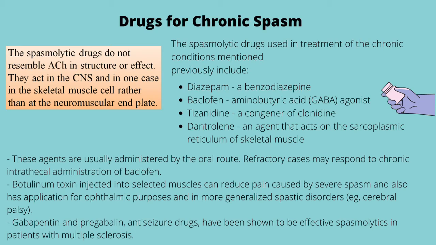Botulinum toxin injected into selected muscles can reduce pain caused by severe spasm and also has application for ophthalmic purposes and in more generalized spastic disorders such as cerebral palsy. Gabapentin and pregabalin, anti-seizure drugs, have been shown to be effective spasmolytics in patients with multiple sclerosis.